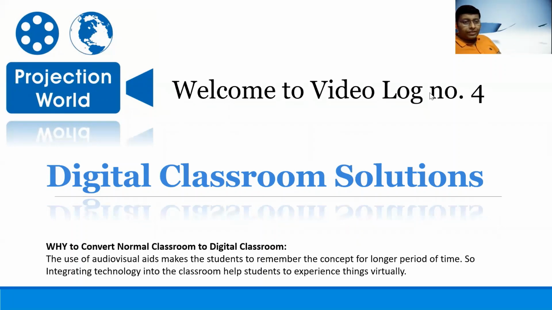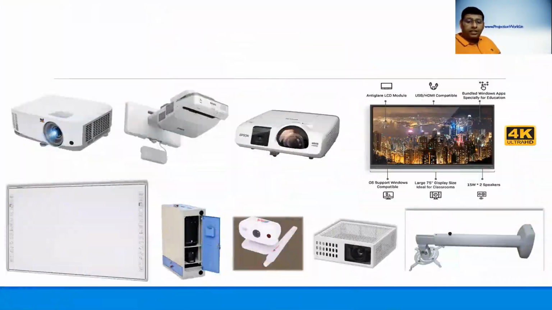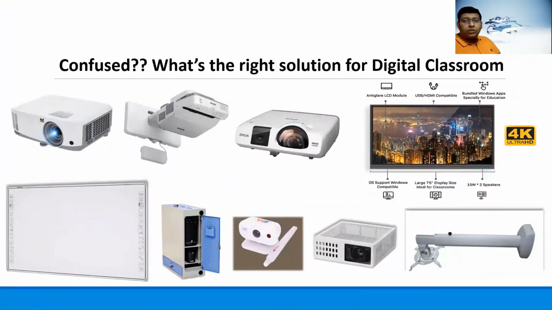virtually. Today in the market, there are many products available for creating a digital classroom, but there is too much confusion. Like these are the ranges of projectors. This is a 4K display or interactive display. This is an interactive whiteboard. This is an interactive kit which converts any whiteboard or any display. So which is the right option to go in?